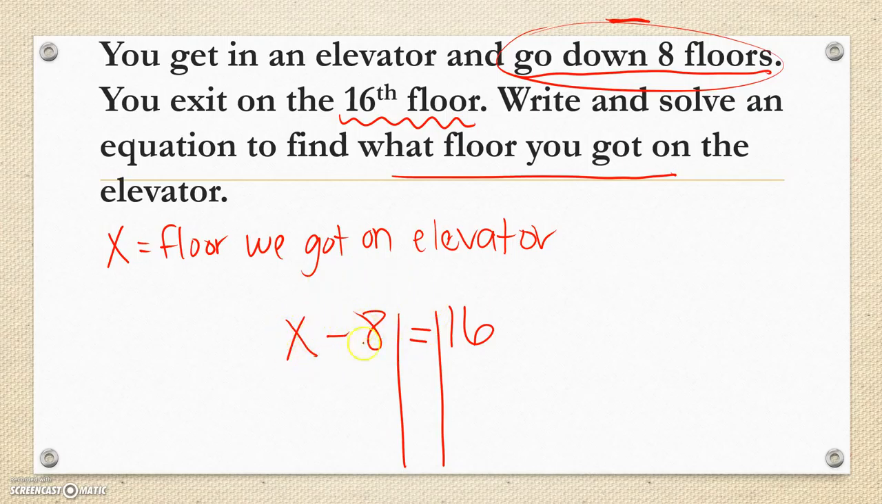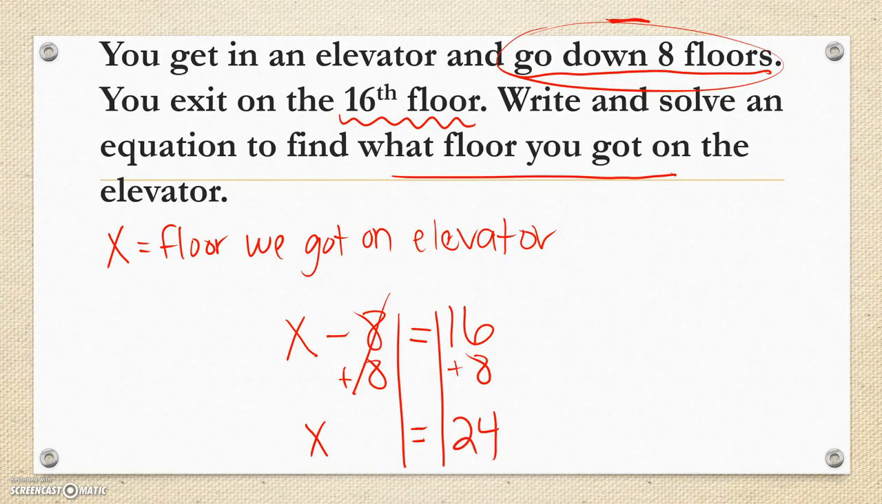So this is a subtraction problem, so we're going to use addition to solve for our variable. We're going to get x all alone, so we add 8 to both sides. On the left, those 8's cancel out. We're left with just x. We're going to bring down our equal sign here, and we're going to find the sum of 16 plus 8, which is 24.